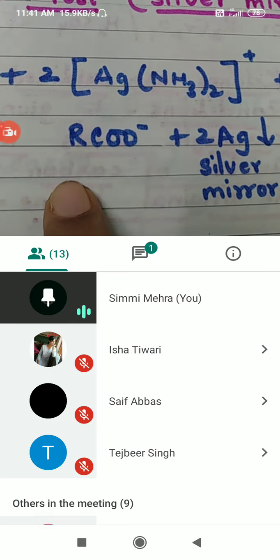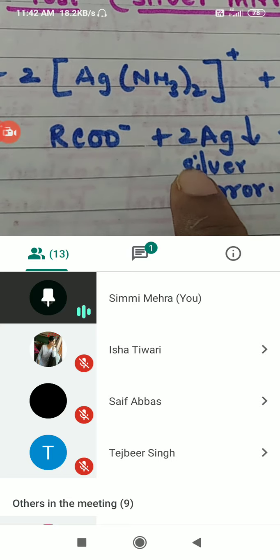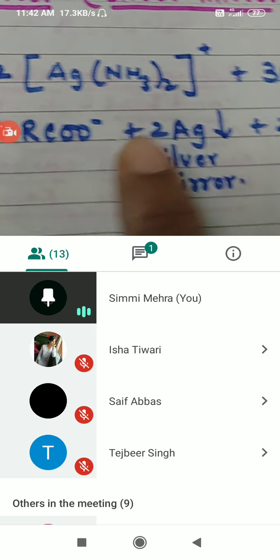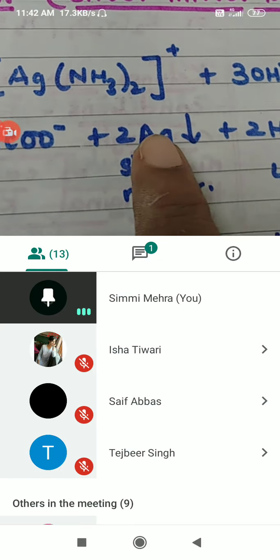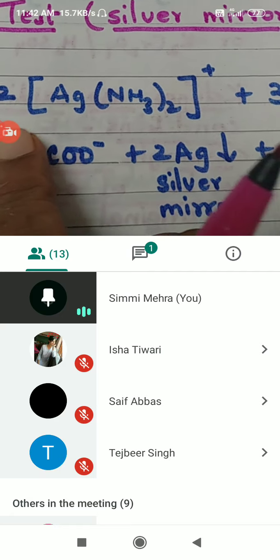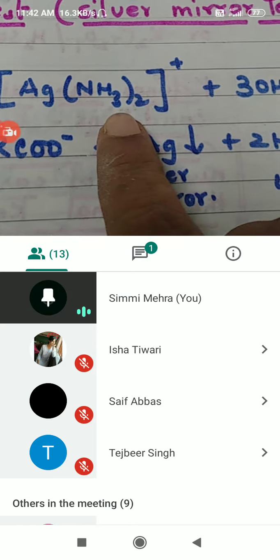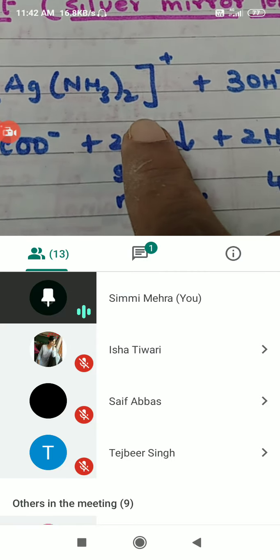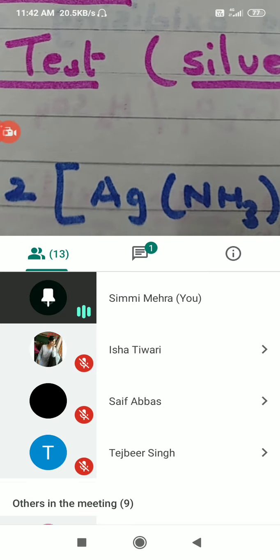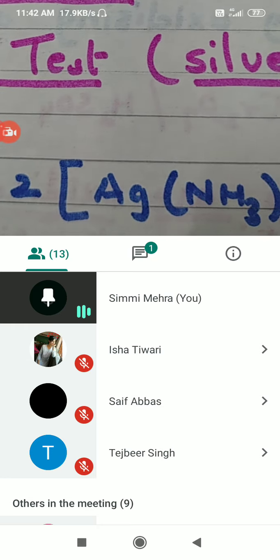So if we have propanone, acetone, and you want to find out whether it is an aldehyde or a ketone, we will add this reagent. If the test is positive, we get the silver mirror. See how we actually perform the test. We take an aldehyde, add a few drops of Tollens reagent, shake it well, and then heat it in a water bath. Now, what is a water bath?